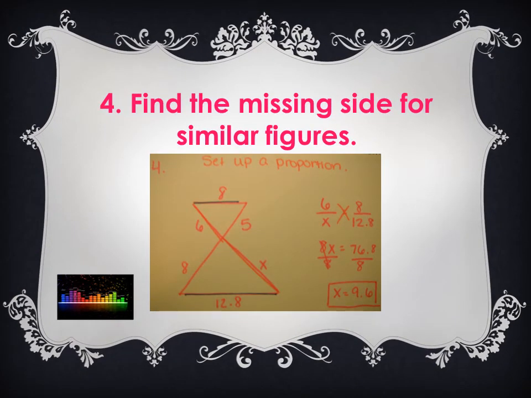In this problem, we are to find the missing sides for the similar figures. We match up the sides that go together and set up a proportion. 6 and x go together, so we make that a fraction, as well as 8 and 12.8. Then we cross multiply, getting x times 8 equal to 6 times 12.8, leaving us 8x equals 76.8. When we divide by 8 on both sides, we get x equals 9.6.